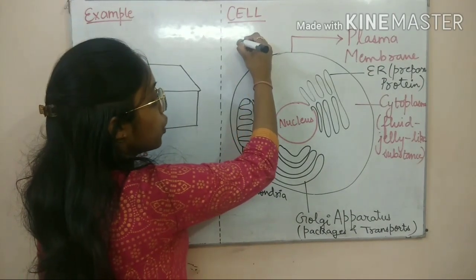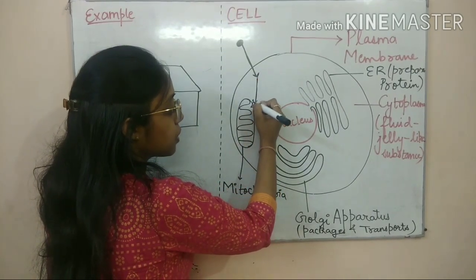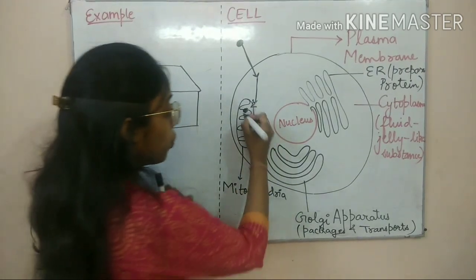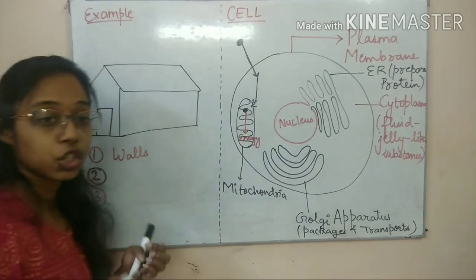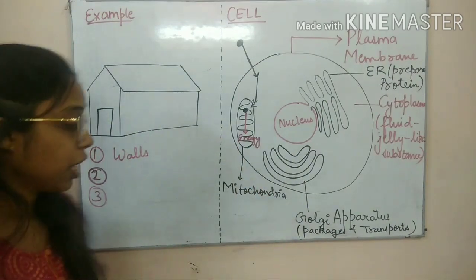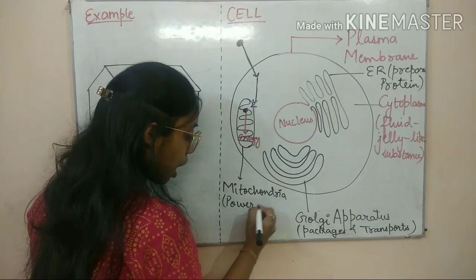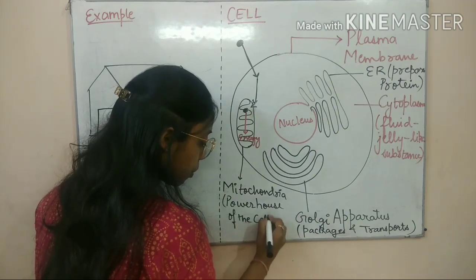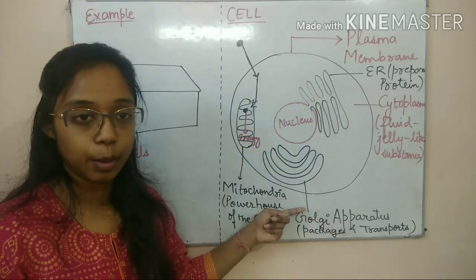Here the food comes inside the cell, then it enters the mitochondria. Inside the mitochondria, this food gets converted into energy. This food provides energy to the cell inside this mitochondria. That is why mitochondria is also called the powerhouse of the cell, because it provides power, the energy for the cell.